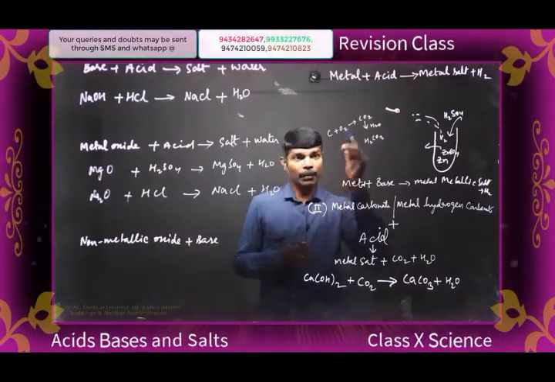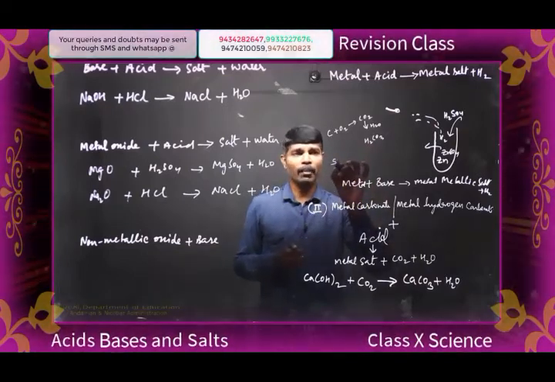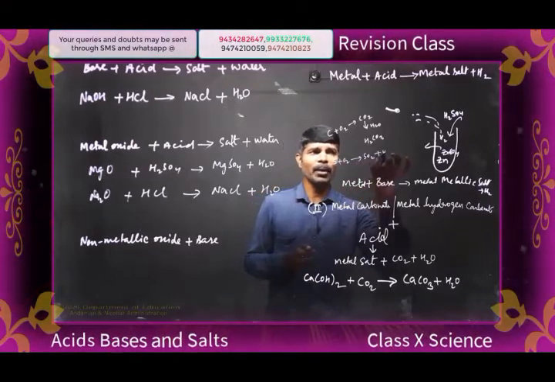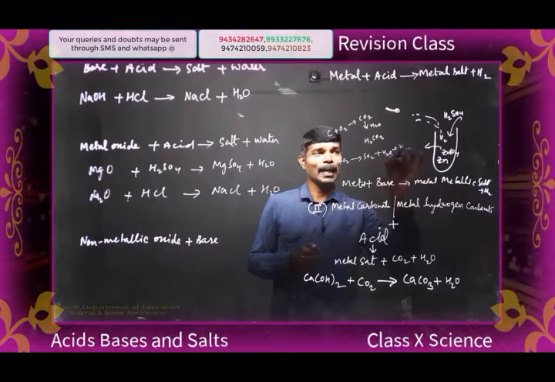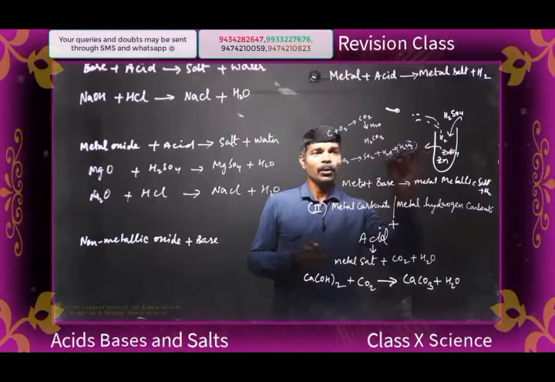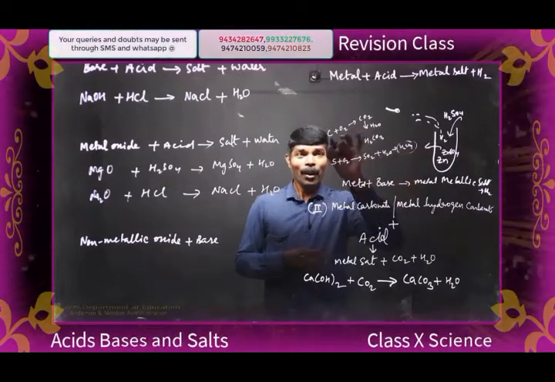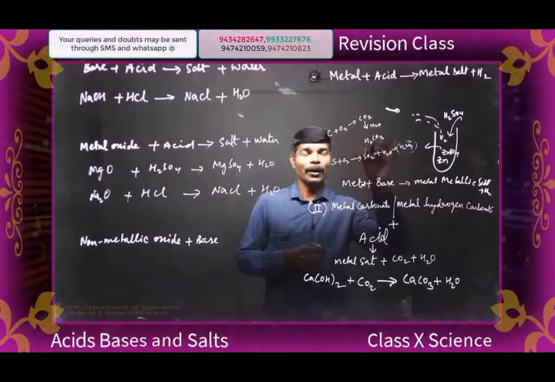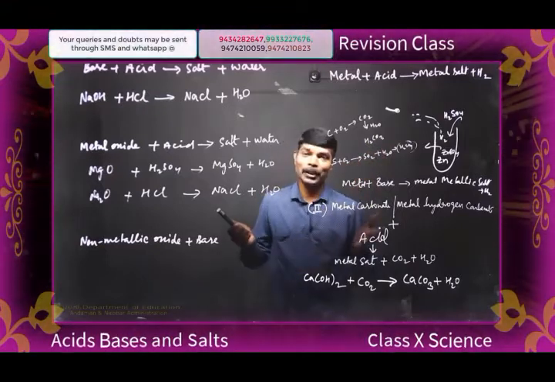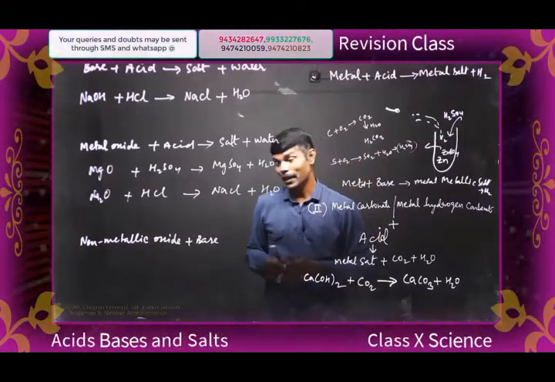Similarly, we can take some other examples also. Sulfur is a non-metal. When it reacts with oxygen, we will be getting sulfur dioxide. When it is dissolved in water, we will get H2SO4, right? So whenever a non-metallic oxide is dissolved in water, we are getting acid. So we can say that all the non-metallic oxides are acidic in nature.